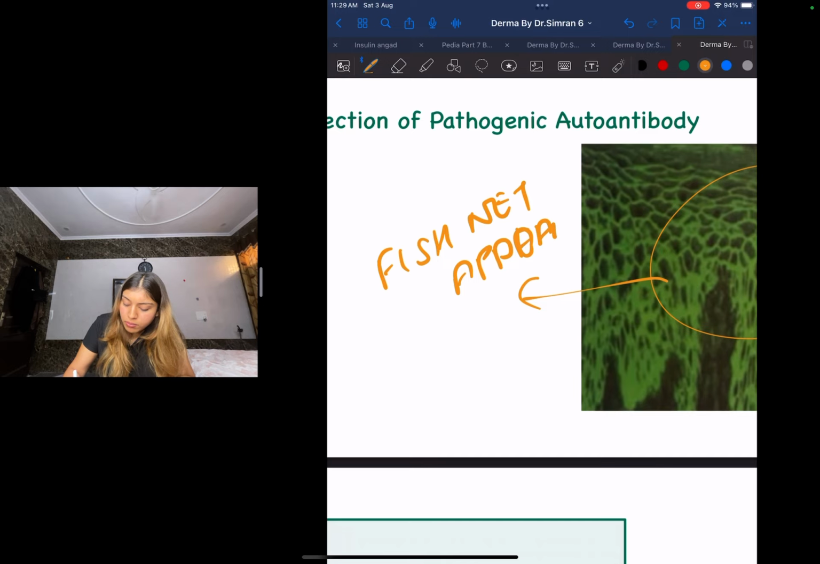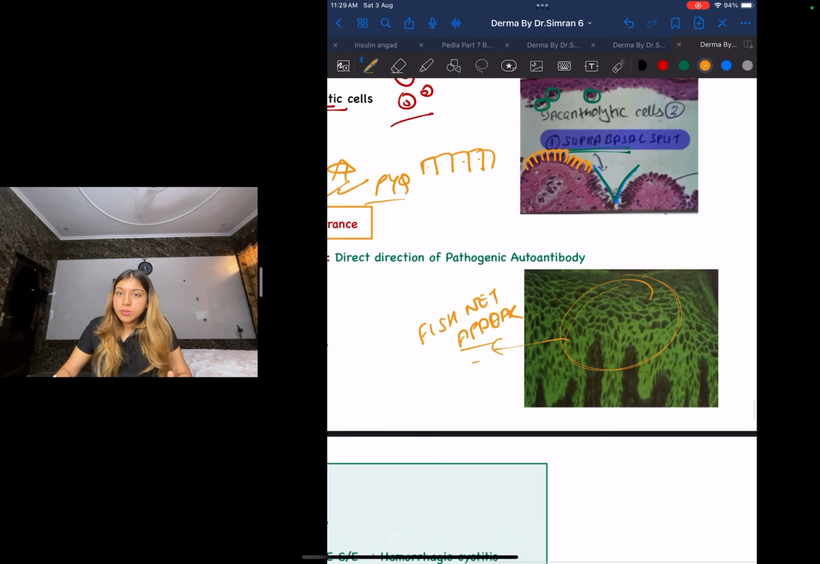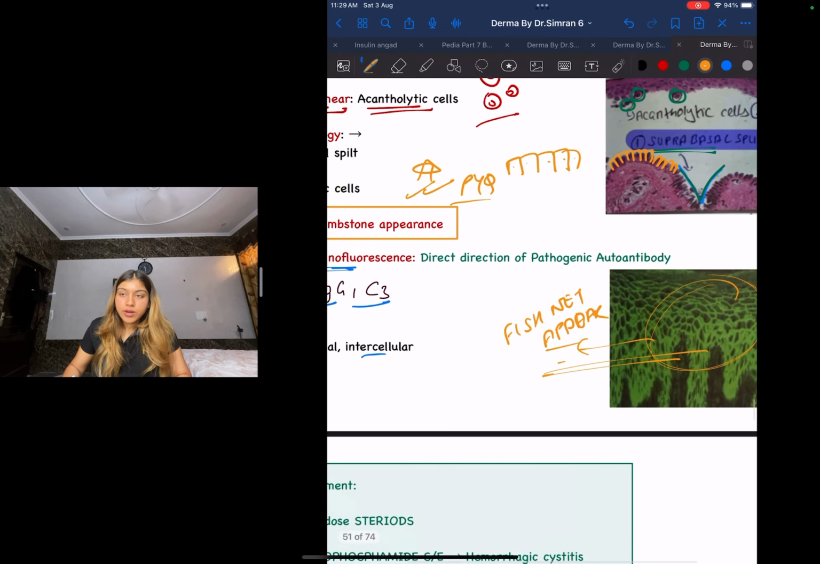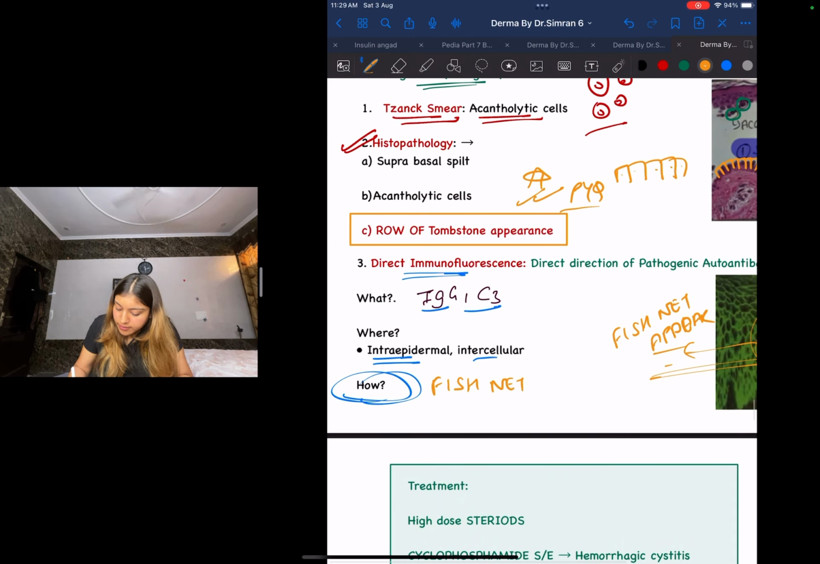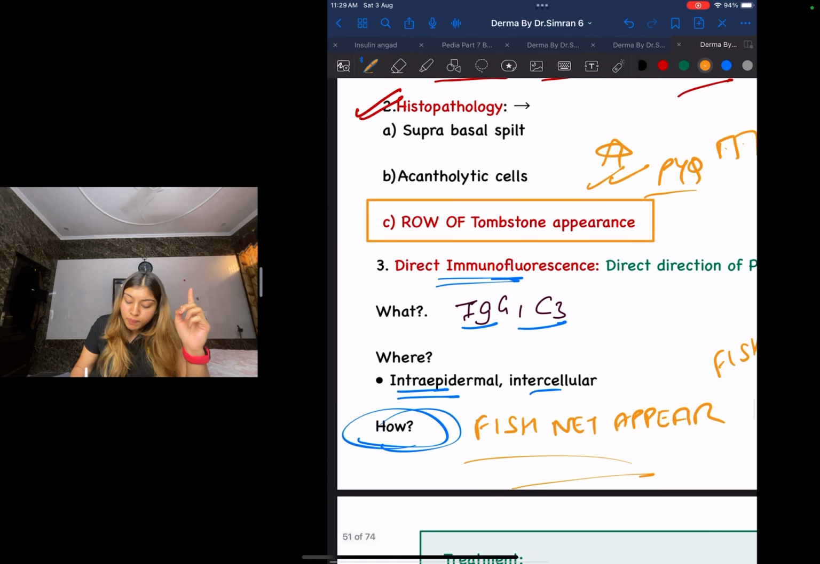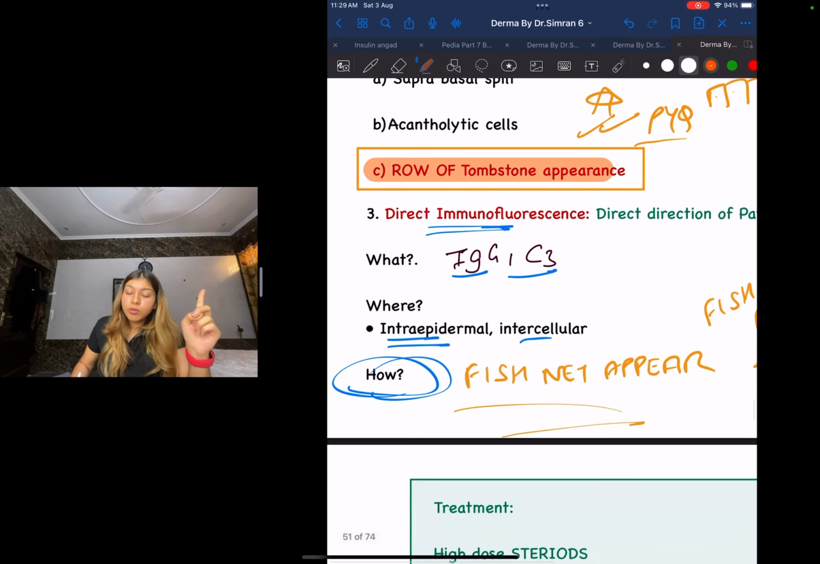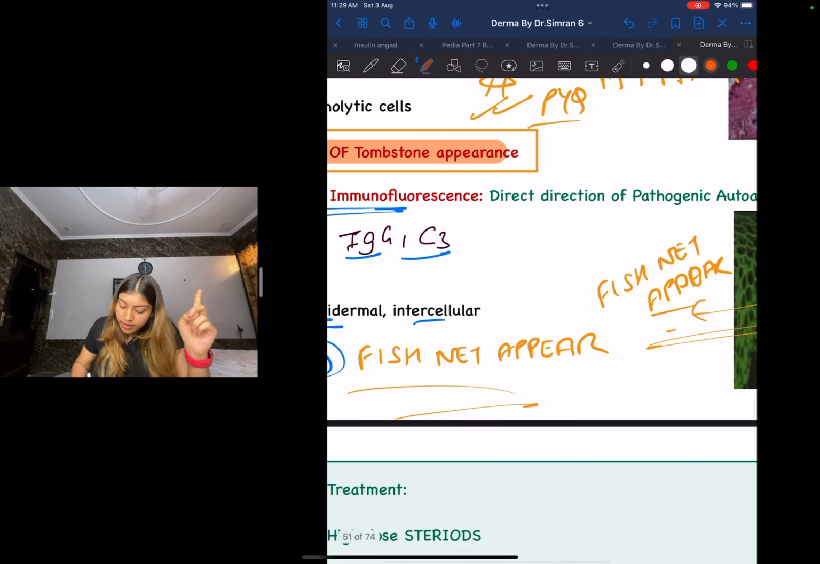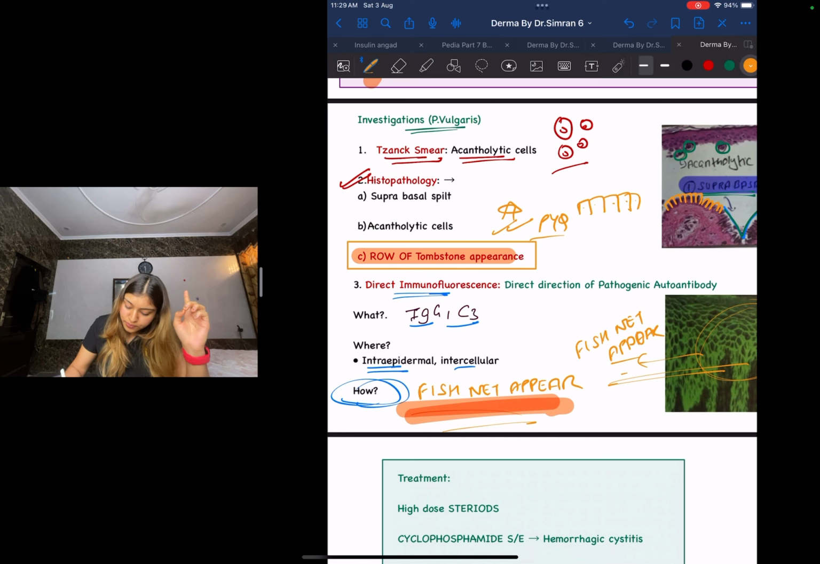You must have seen a lot of fishermen, they take that net and they throw it to catch fishes, right? So this is the fish net appearance that I will see. So what will I get? I will get a beautiful fish net appearance. So one thing that you cannot screw up in pemphigus vulgaris: first thing, on their histopath you will see row of tombstone appearance. Next, on direct immunofluorescence you will see what? Fish net appearance. This is important, this is also a PYQ.